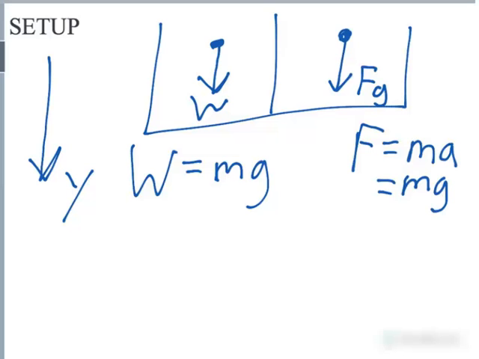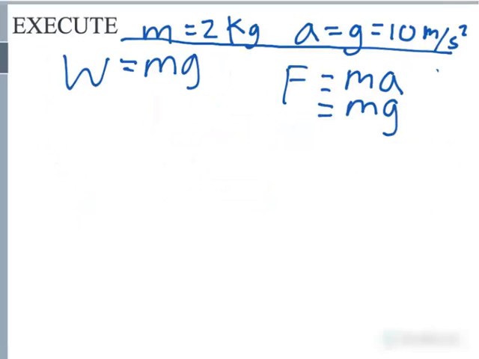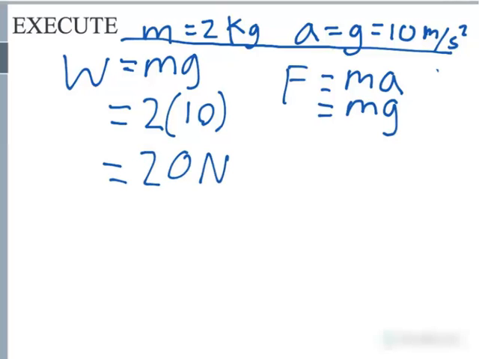So let's go ahead and execute that. All we have to do is plug in the values that we're given. For the left hand side, the weight when it's sitting on the table is going to be the 2 kilograms times the 10 meters per second squared. And that's going to be 20 newtons for the weight. Now, for the right hand side, in the second situation, we are looking at the force. And that, again, is going to be mg. So that will equal 20 newtons as well.